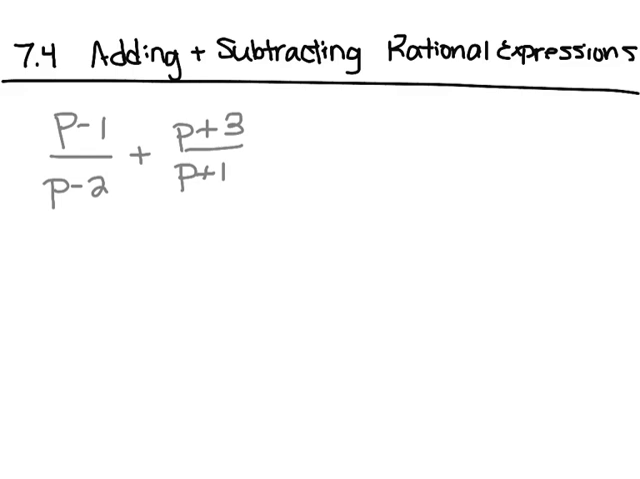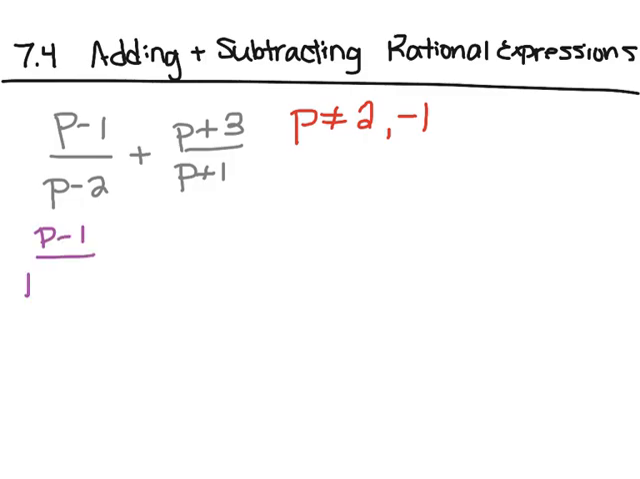Adding and subtracting rational expressions with binomial and trinomial denominators. When you do this, your first step is to find your non-permissible values. So x cannot equal 2 and it cannot equal -1. Now we need to figure out what we want to multiply by to make our denominators the same.